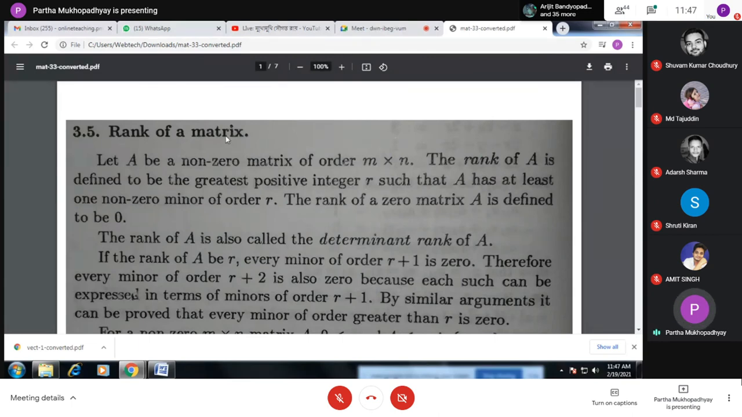Okay, I'm not going any further. In the next class, I will start the vector space and eigenvector, eigenvalue, all these things. So practice these problems, this part from the book. Be prepared, then we will go for the next part, okay?